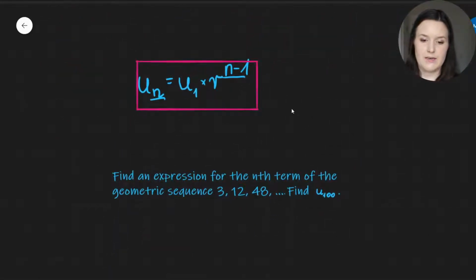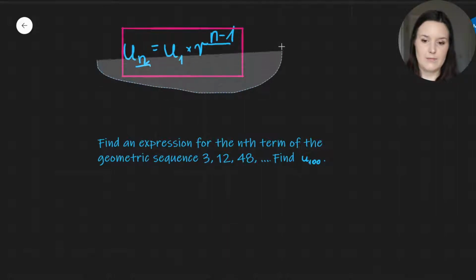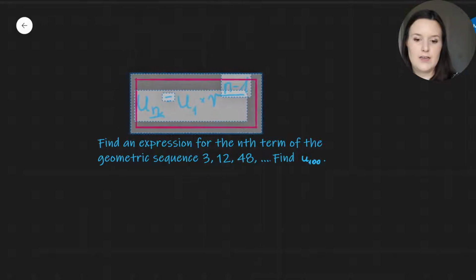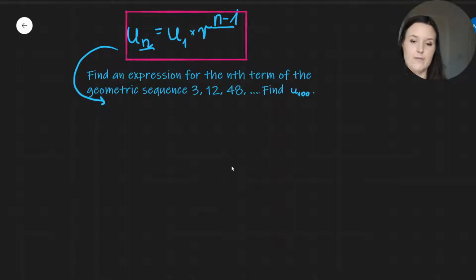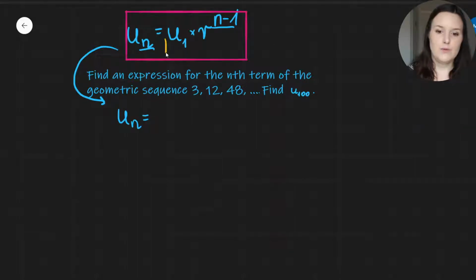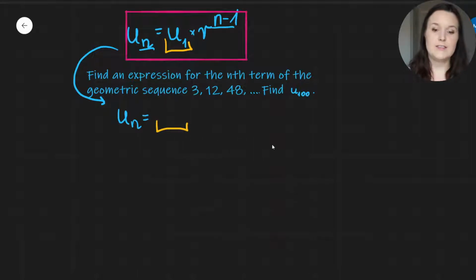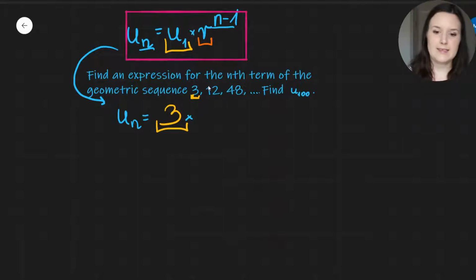Where is our example? Here it is. So I have to find an expression for the nth term of the geometric sequence 3, 12, 48 and so on, and then find u100. Okay, so I have to find the nth term, so un, and I need to complete the formula. u1 is the first term, and in my case I know that I start with 3. The first term is 3, so I always start with 3, and then I multiply that by jumps, the common ratio, so 1 jump. In this case, what do I multiply by? I can see that my jump is 4.